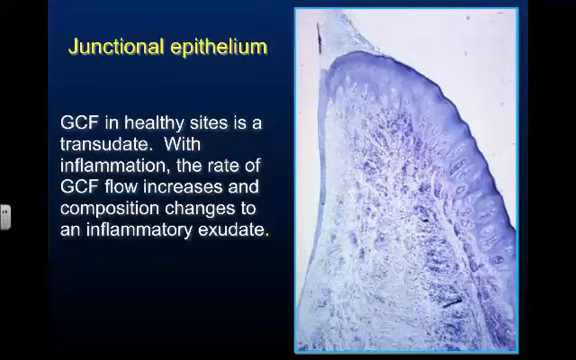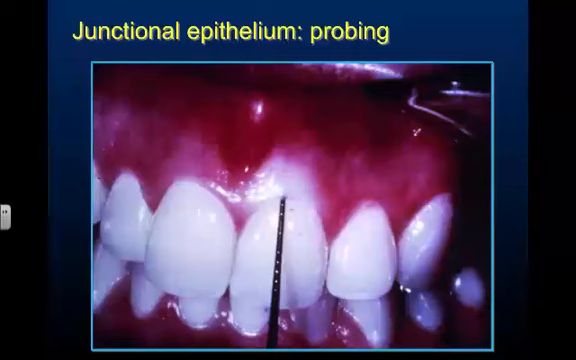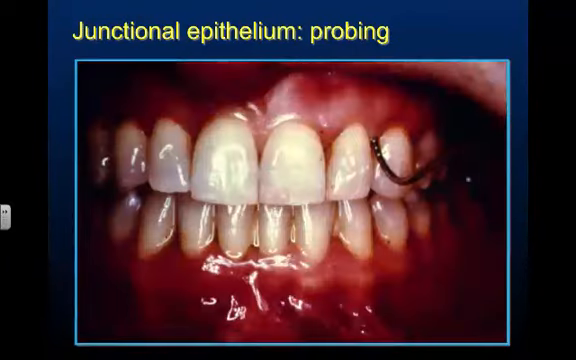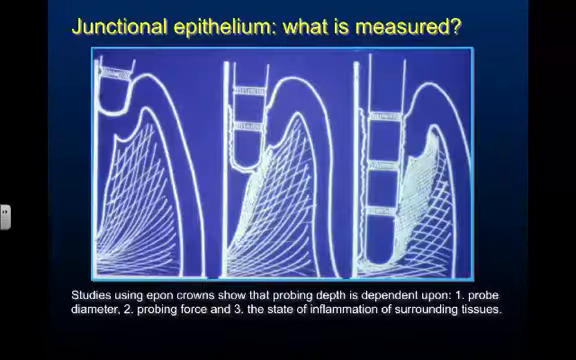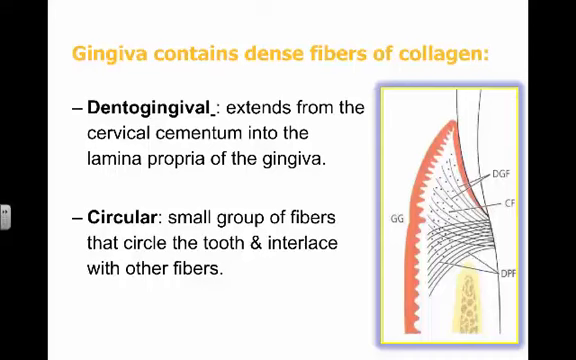When you have an infection, the rate of flow and odoriferous bacteria increase. And normal flow is good, but when it increases and you have a change in color or bacteria, it is now called an inflammatory exudate. And that's what you're probing at. And again, you know all about this.